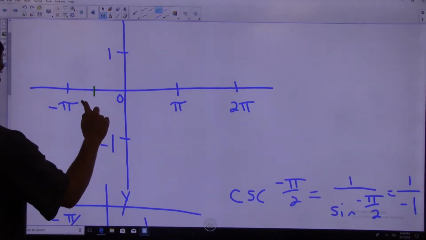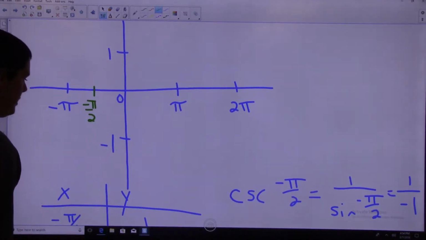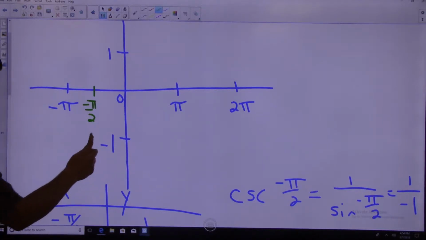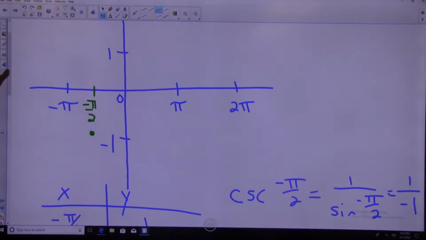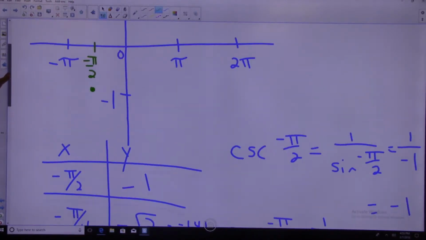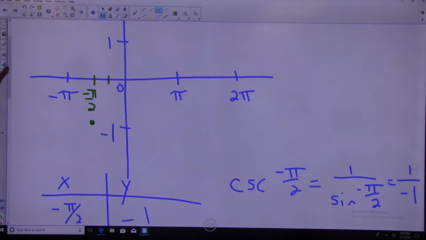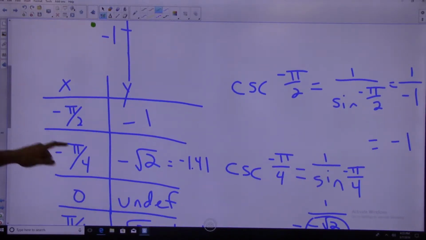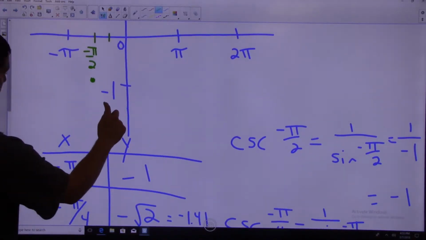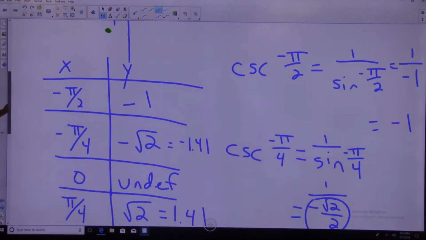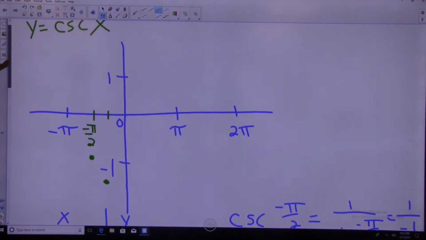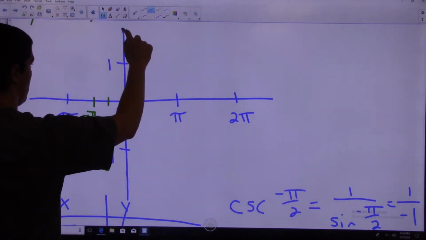So negative pi over 2 is about right there. The y value, excuse me, negative 1. That'd be that point. That's negative pi over 4, which would be about right here. The y value is smaller. It's negative 1.41. So let's approximate negative 1.41 to be about right there. A little bit lower than negative 1. And 0 is undefined. So remember, what undefined looks like is an asymptote.